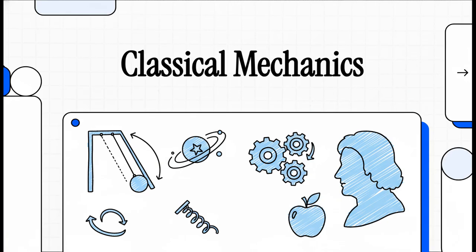All right, let's dive into something pretty fundamental, classical mechanics. It's this amazing set of rules that, believe it or not, explains everything from how a baseball flies through the air to how a planet stays in its orbit. So let's get right into it.